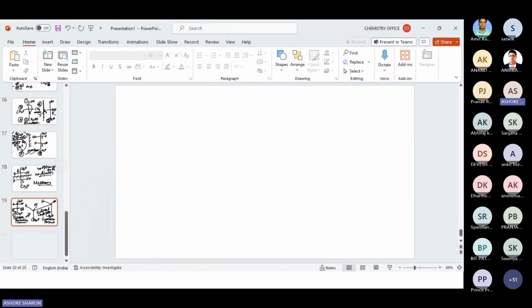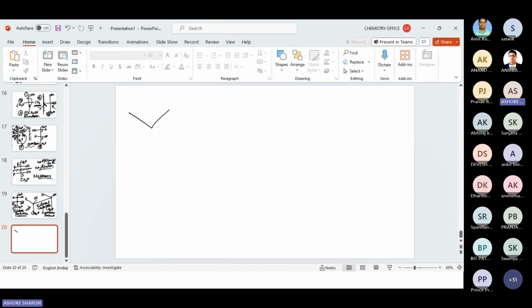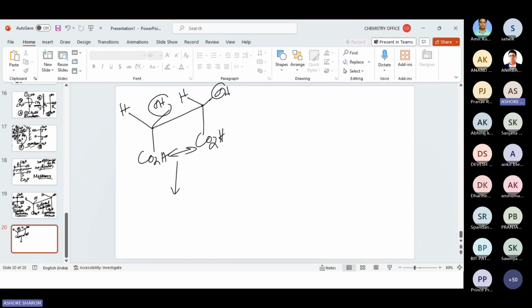I'll show you again. In the previous slide, I have drawn H, OH, CO2H, H, OH, CO2H. Where did I get this from? I got it from the Fischer projection formula. I have told you this is an eclipsed structure. This is eclipsed and highly unstable, because these OH groups are facing each other.